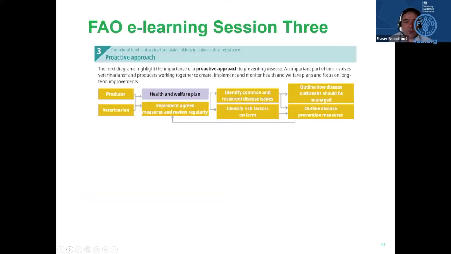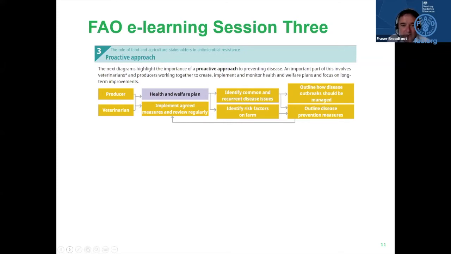So if we move on to the e-learning session, I think hopefully it will prove to be really useful. A lot of the elements within session 3 and session 4 relate to what I've talked about already. Session 3 is very much focused on how you can develop a proactive approach towards reducing antibiotic use. So creating health and welfare plans that aren't just focused on treating existing diseases, but are focused on medium to long-term disease prevention, and these are usually developed by the vet alongside the farmer.